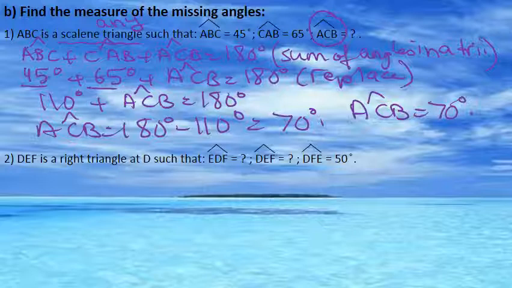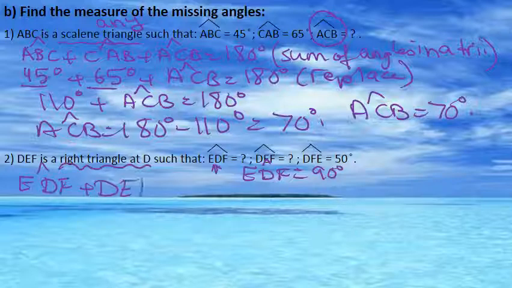Now DEF is a right triangle at D. What does right triangle at D mean? The angle at vertex D is equal to 90 degrees. So angle EDF is equal to 90 degrees. So also we start with the sum of angles in a triangle: EDF plus DEF plus DFE is equal to 180 degrees.